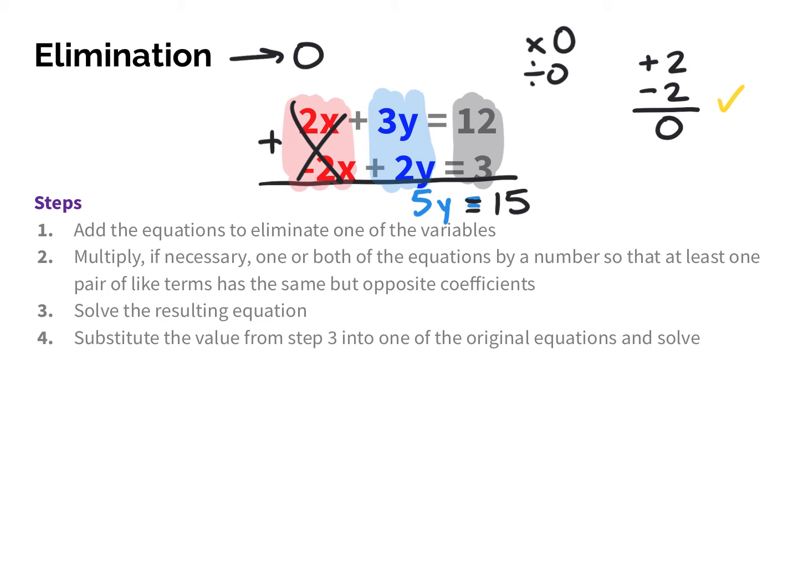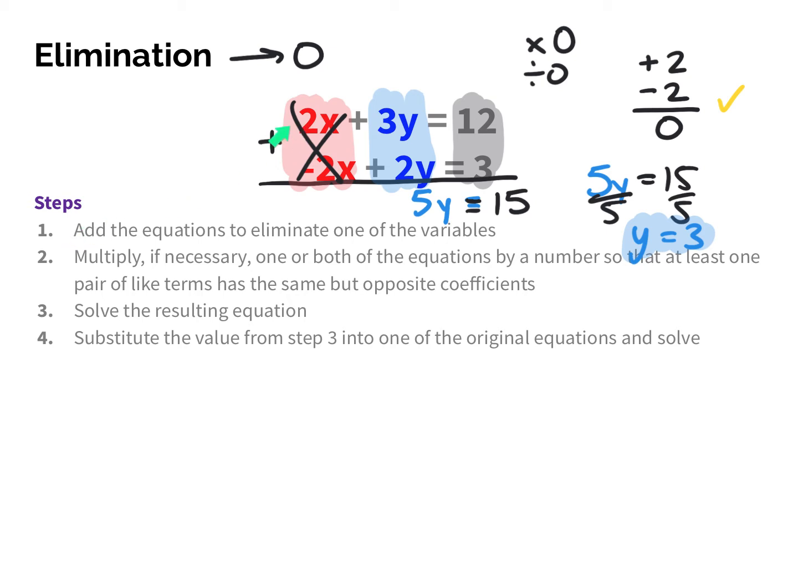So by eliminating them, what I'm left with is a simple equation that says 5y equals 15. Then I can solve for y by dividing both sides by 5, and I'll know that y is equal to 3. And once I know what y is, like we talked about in our last section, once we know what one of the things is, we can solve for the other one. Okay? So that's kind of the steps we're going to take.